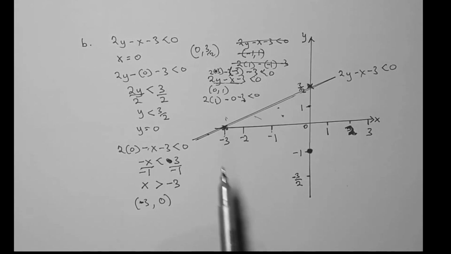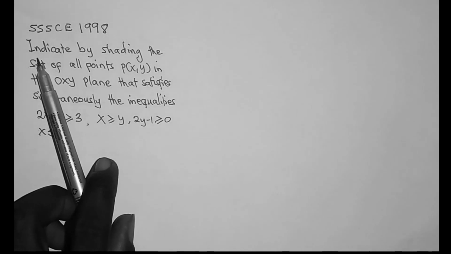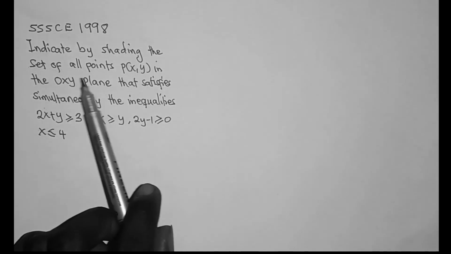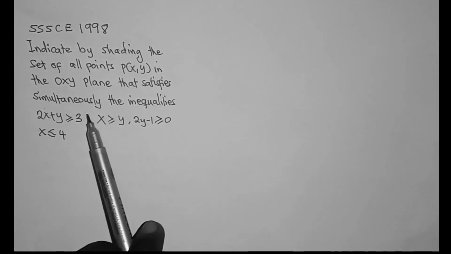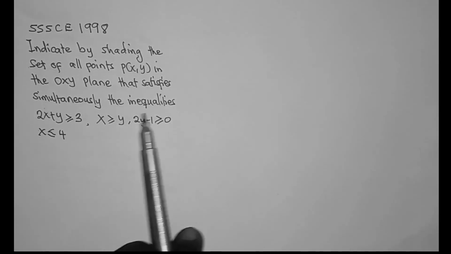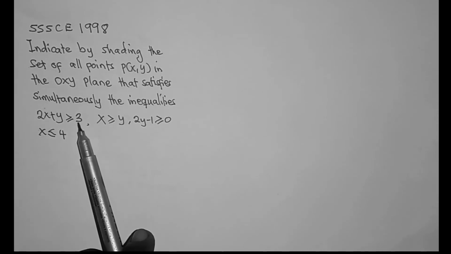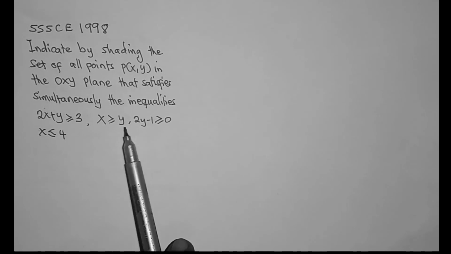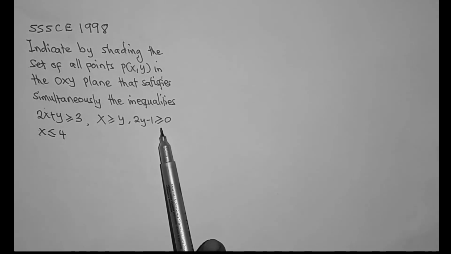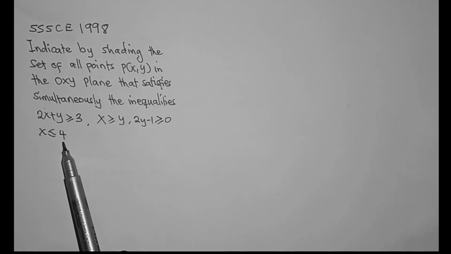So let's shade the required region. So this is the graph of the required region. Indicate by shading the set of all points in the OXY plane that satisfies simultaneously the inequalities 2x plus y greater or equal to 3, x greater or equal to y, 2y minus 1 greater or equal to 0, and then x less than or equal to 4.